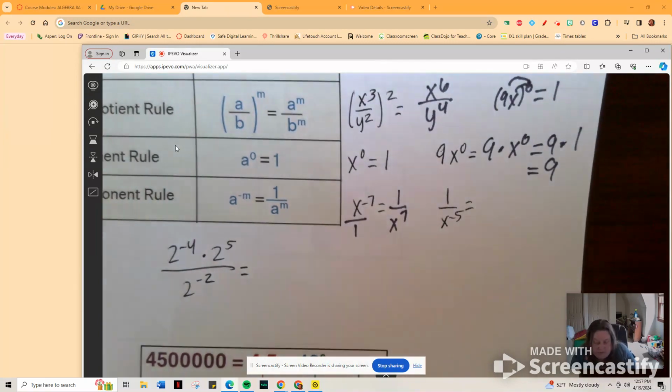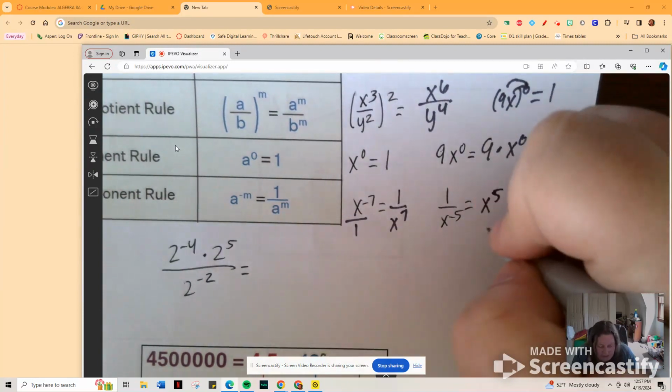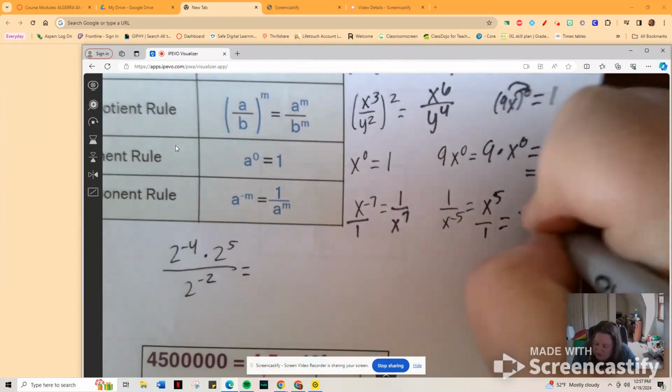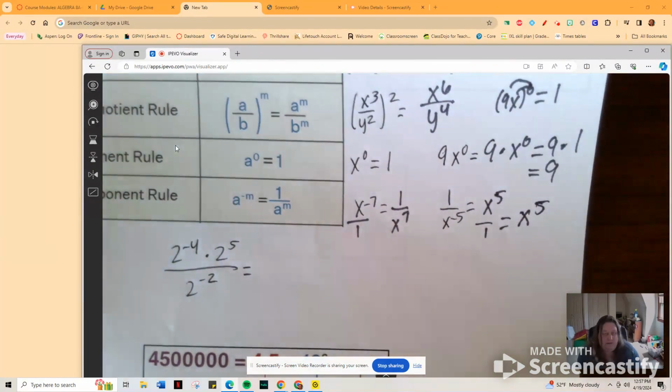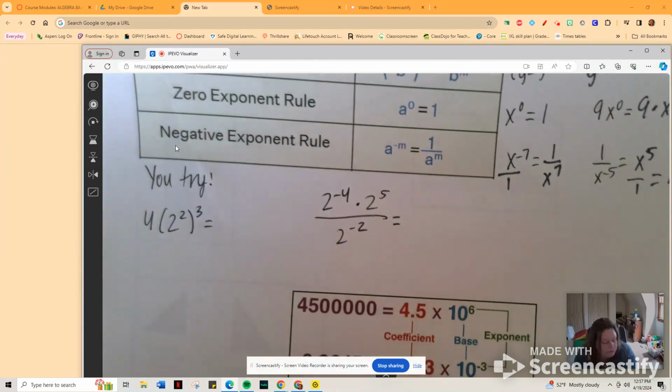When it's in the denominator, we would still do the same thing. We're going to flip it, so it would look like x to the 5th, and you might say over 1, which is the same as saying x to the 5th. So we have a couple examples where we're going to try putting multiple rules together.